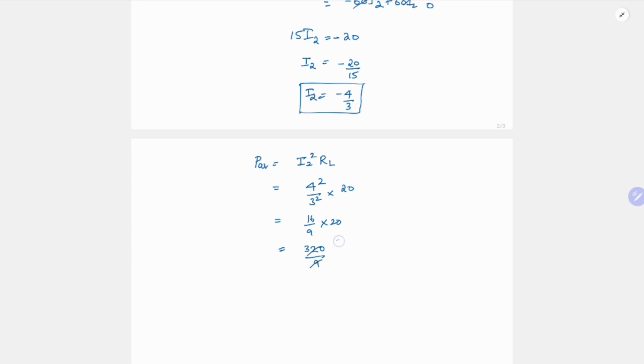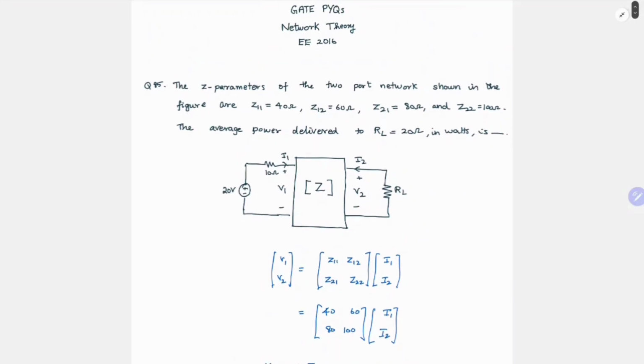So 3 times 27, remaining is 5. 50 is 5 times 9, 45. Again 50 is 5 times. So it is 35.555. So your power is 35.56 watt. So your answer is 35.56.